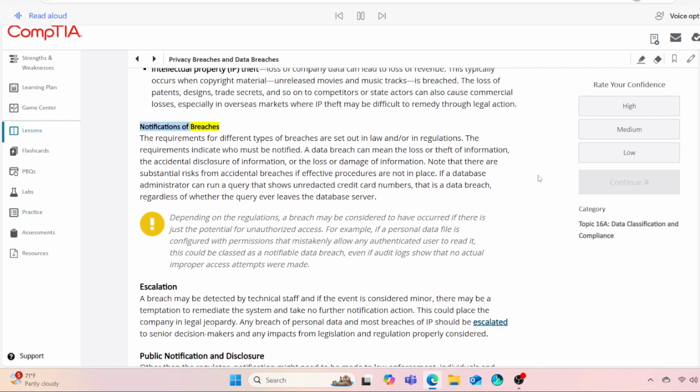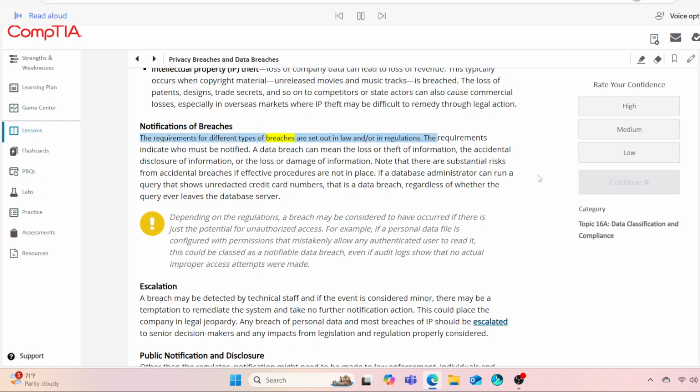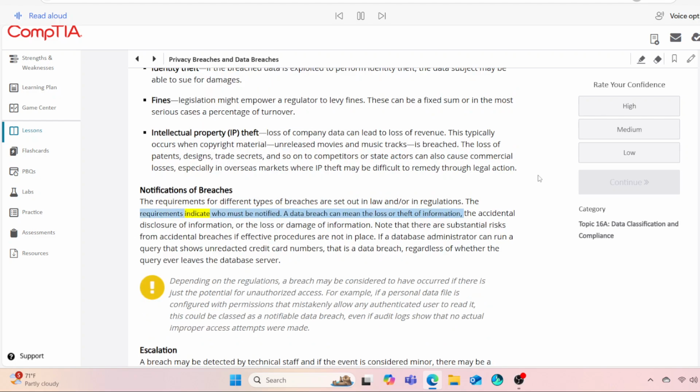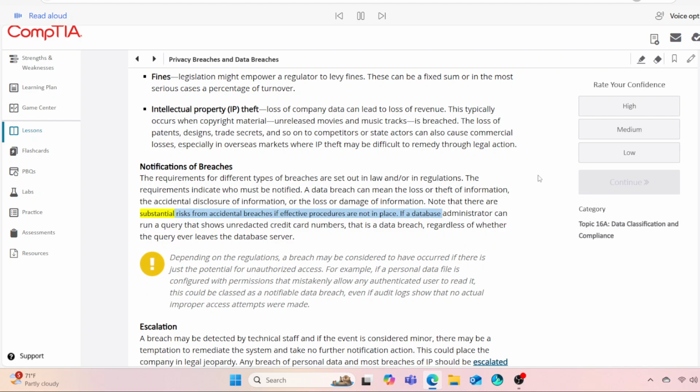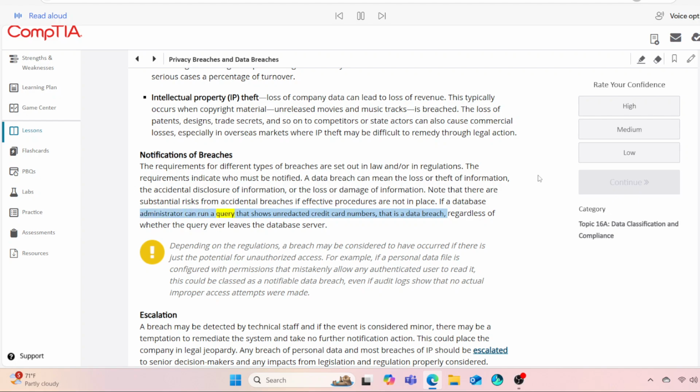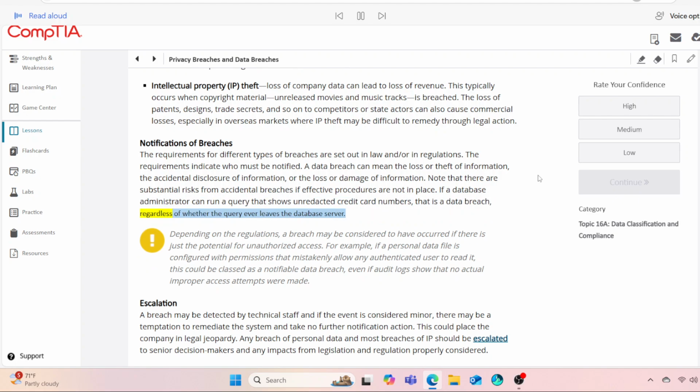Notifications of breaches. The requirements for different types of breaches are set out in law and/or in regulations. The requirements indicate who must be notified. A data breach can mean the loss or theft of information, the accidental disclosure of information, or the loss or damage of information. Note that there are substantial risks from accidental breaches if effective procedures are not in place. If a database administrator can run a query that shows unredacted credit card numbers, that is a data breach, regardless of whether the query ever leaves the database server.